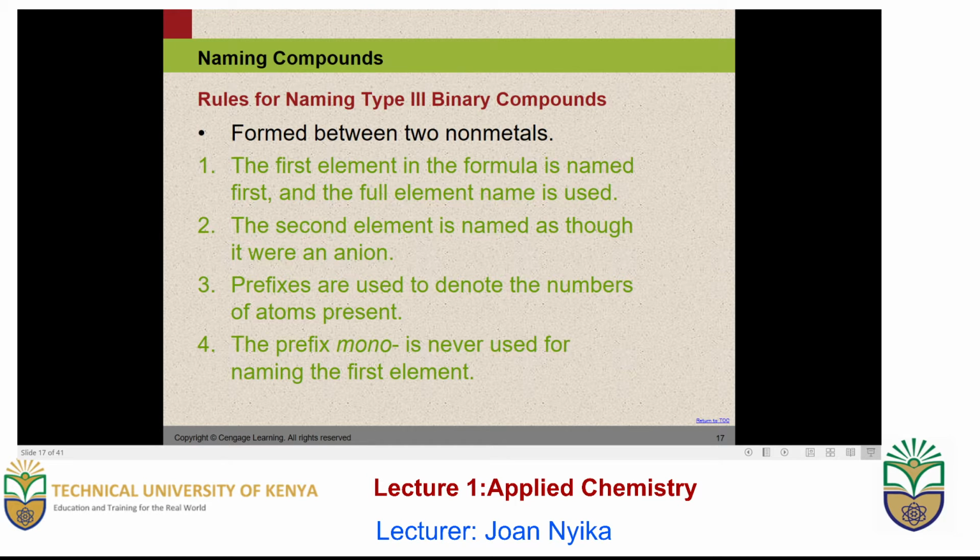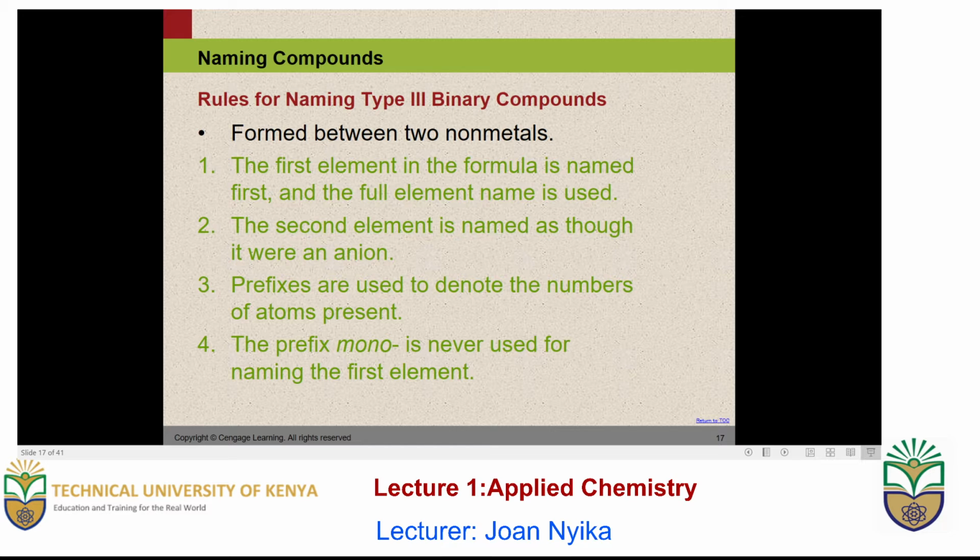Now today I want us to look at the naming of binary compounds that are made of two nonmetals, and what are the rules to follow when naming binary compounds of nonmetals. Number one is that the first element in the formula is named first and the full name of the element is used. Number two is that the second element is named as though it were an anion, as we saw in the case of ionic compounds.